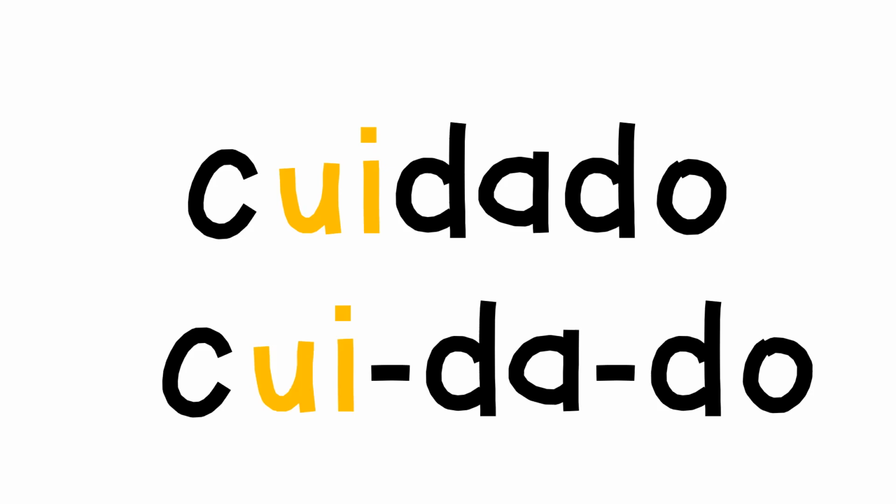And the last word, cuidado. We have two vowels together. They both are weak vowels. What happens when we have weak vowels together? You're right. They remain together. So, cuidado.